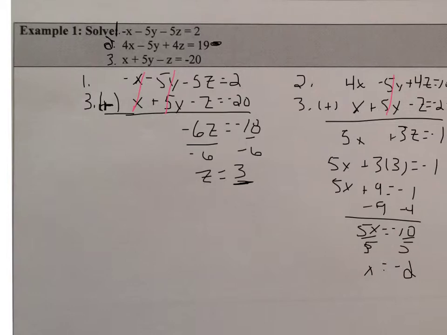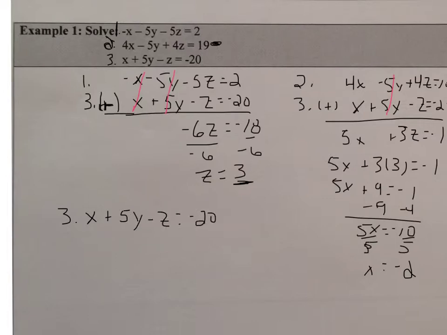So now we have x, we have z. All we need to do is take one of my first 3 original equations, plug in the x and z that we know, and we will get our answer. Probably the easiest equation to use is the one with the smallest number in front of all the variables, probably number 3. So if I'm taking number 3, I'll just write it out, x plus 5y minus z equals negative 20.